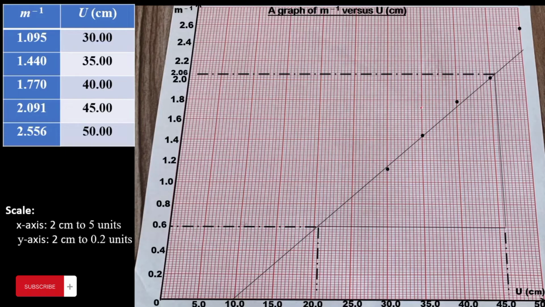Along the vertical we have 2.06. The next one can easily be spotted as 0.6, okay, and then along the horizontal we have 20.5 as this value. Don't forget we said each small box stands for 0.5, okay, so if this big box here is 20, the next should be 20.5, and then for the other one there we should have 45.5. So these are the values we shall make use of to obtain our slope.